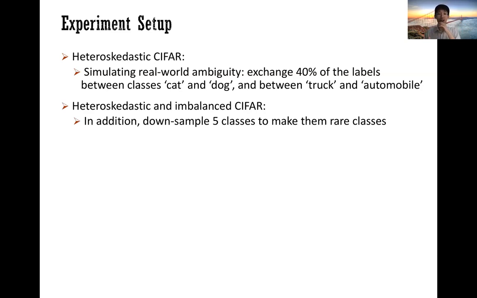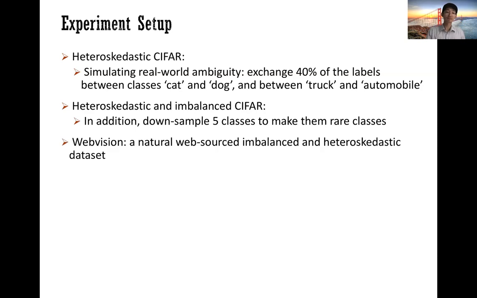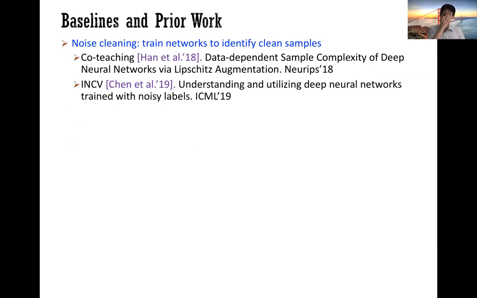We also have a heteroskedastic and imbalanced version of CIFAR, where in addition to the heteroskedasticity, we also downsample 5 classes to make the dataset have 5 rare classes. And also we work on one of the natural heteroskedastic datasets called WebVision. This is a natural web-sourced imbalanced and heteroskedastic dataset. And also we have some synthetic NLP datasets and some other vision datasets as well.